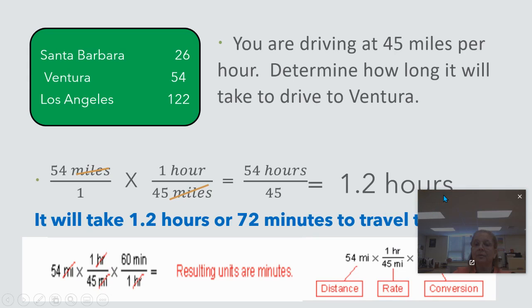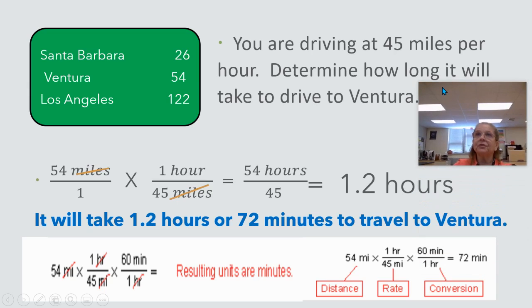I wonder if I can move this picture up out of the way. So the miles have canceled. This is our rate. This is the conversion factor that you're expected to know. The minutes will cancel, and you're left with 72 minutes. So 1.2 hours is 72 minutes.